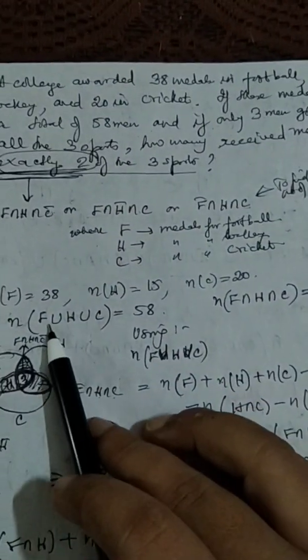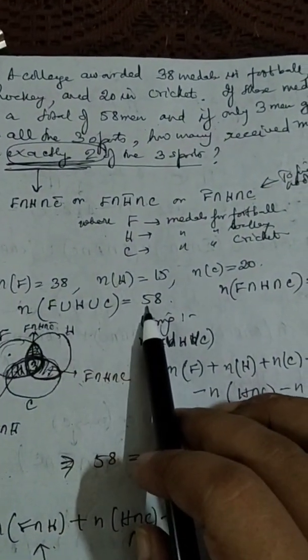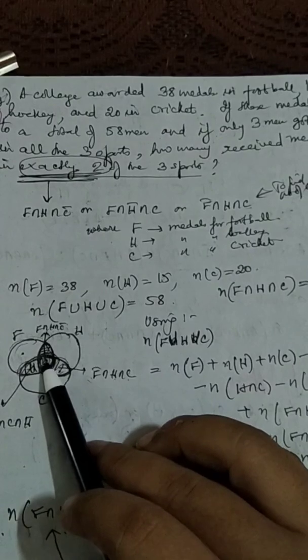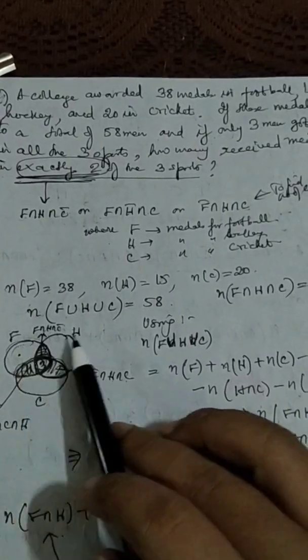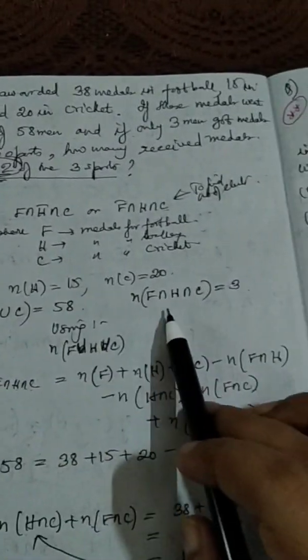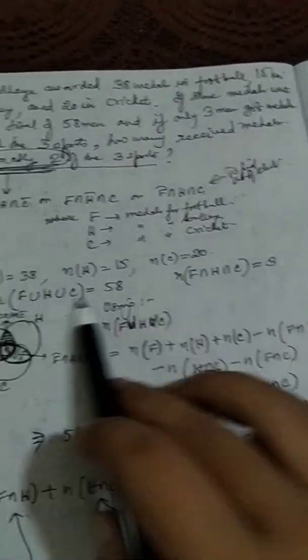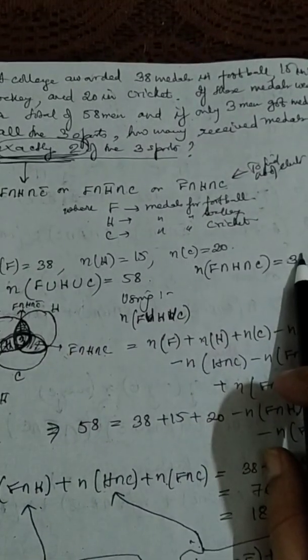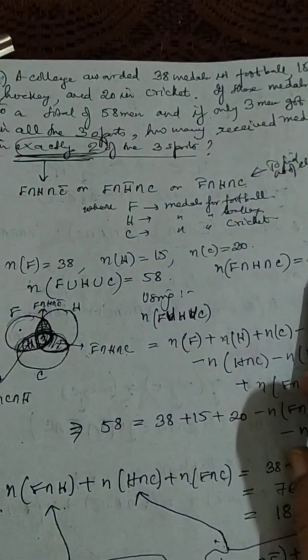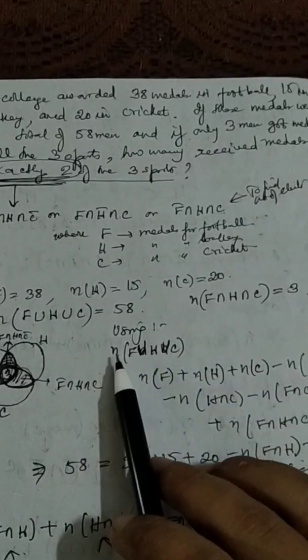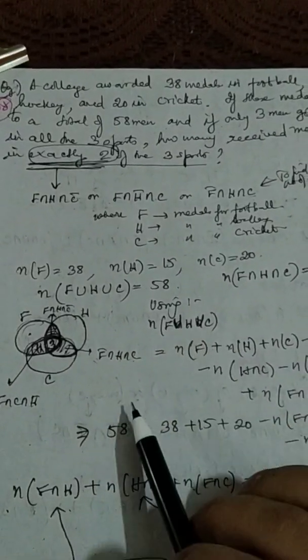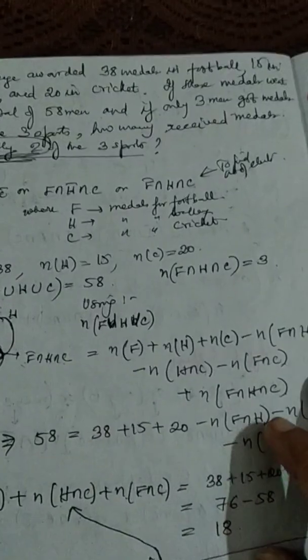That means F union H union C is 58, and the common portion, that is this one, which represents F intersection H intersection C, is 3. This is the listing. Now from the diagram, what do we know? We know N of F union H union C. In fact, first we use the general formula.